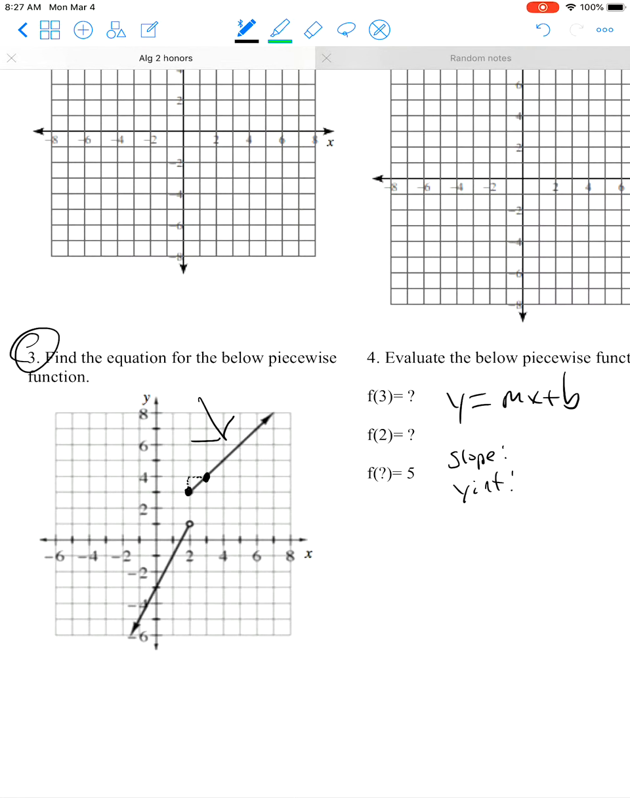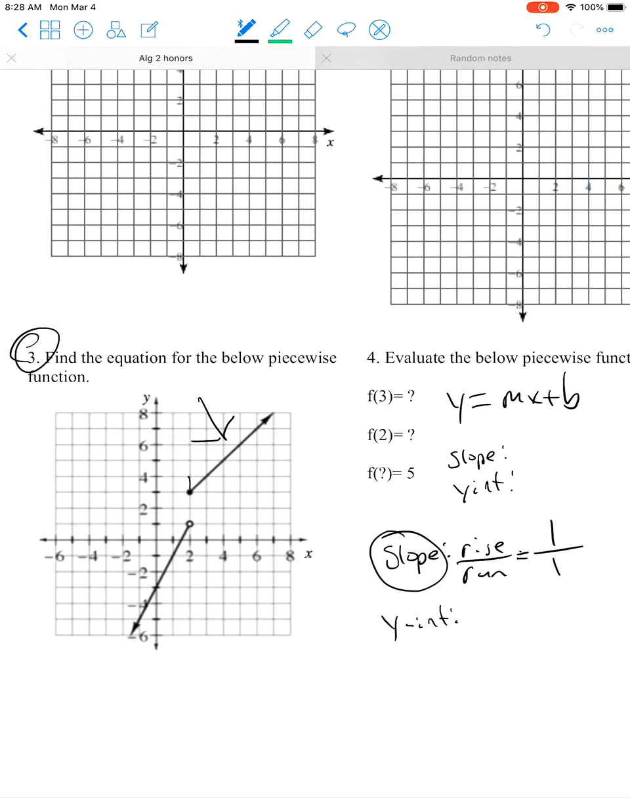Rise 1, run 1. My slope is rise over run. I went up 1 and I went 1 to the right, 1 over 1. And I know that this thing has a positive slope, so it should be positive 1 over 1. Okay, now I've got the slope. All I need is the y-intercept. Unfortunately, it doesn't tell me what the y-intercept is, so I can figure it out. I'm actually going to use the slope to figure out what the y-intercept is.